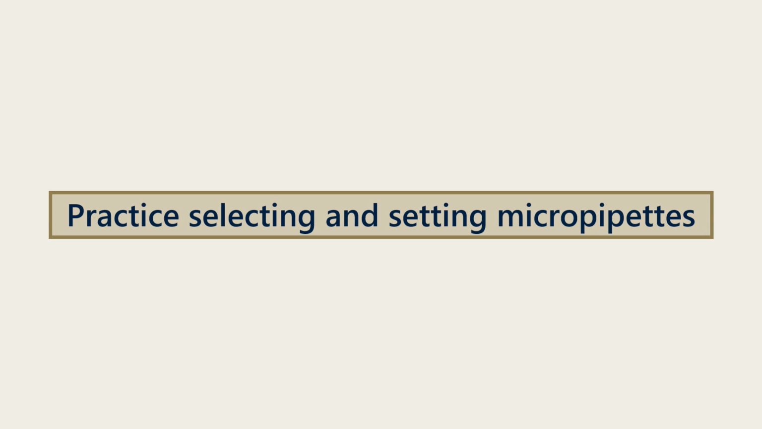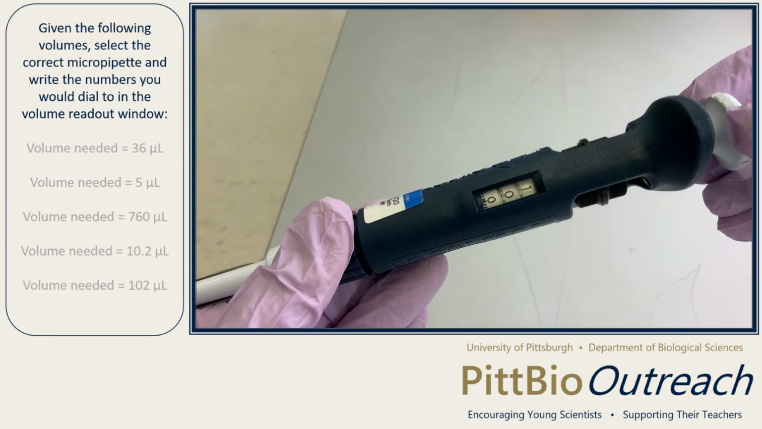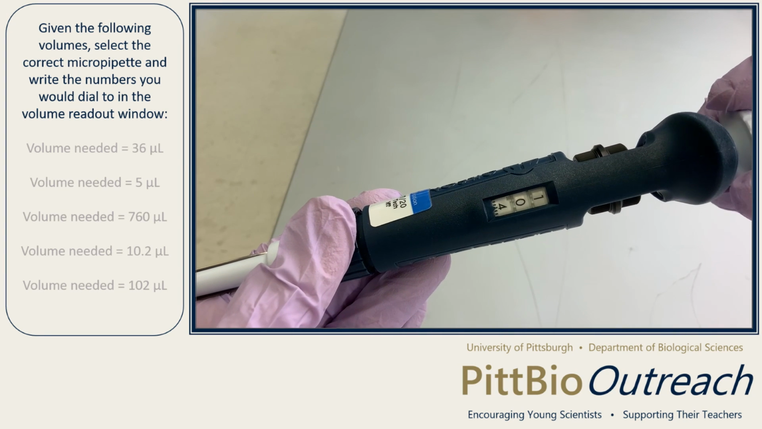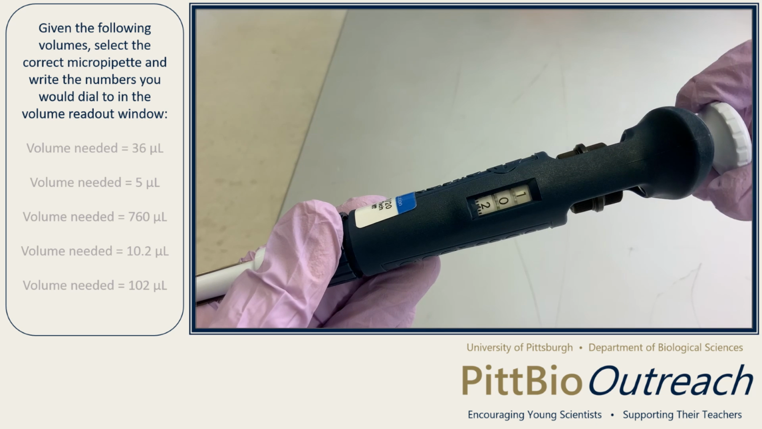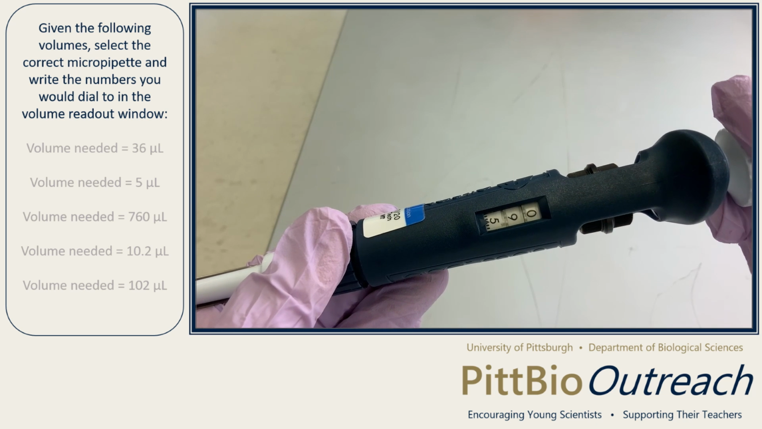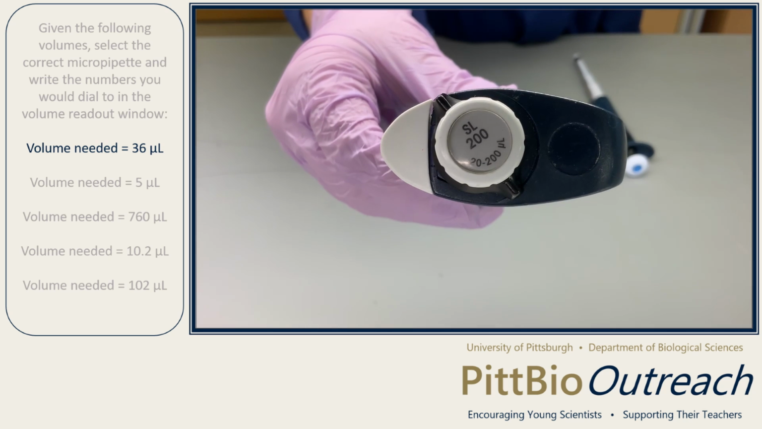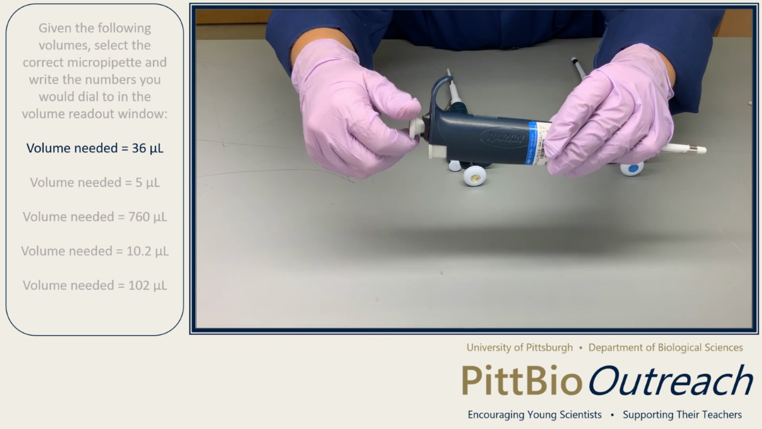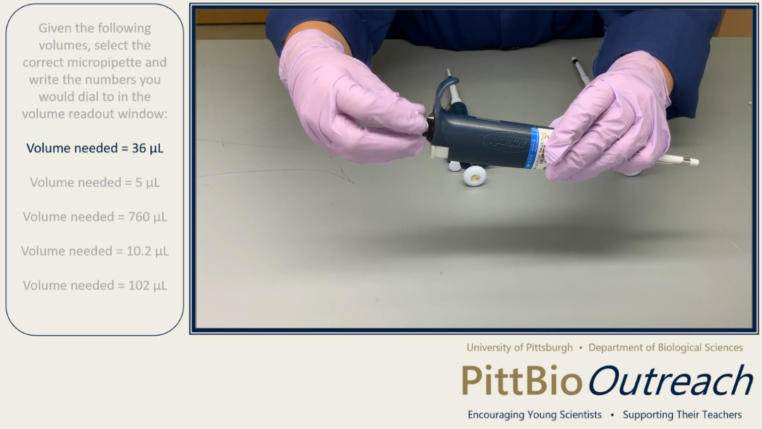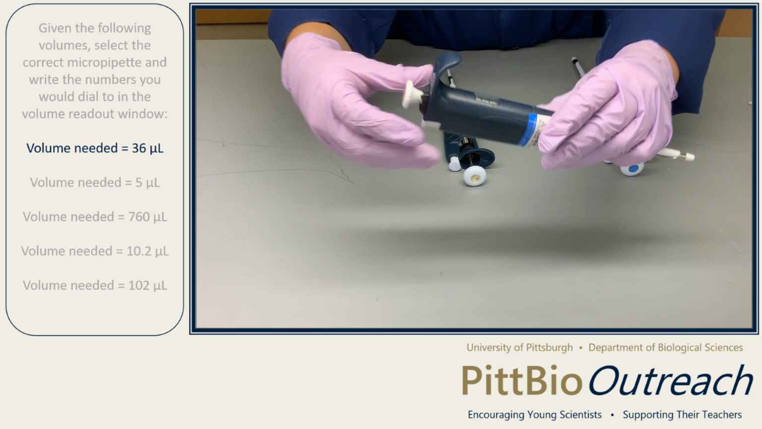Practice selecting and setting micropipettes. Given the following volumes, select the correct micropipette and write the numbers you would dial to in the volume readout window. Step 1. Volume needed, 36 microliters. Micropipette used, P200. Volume window, 036.